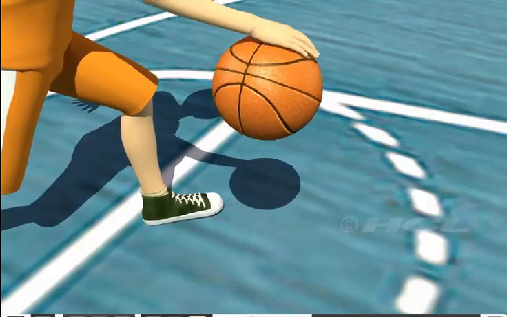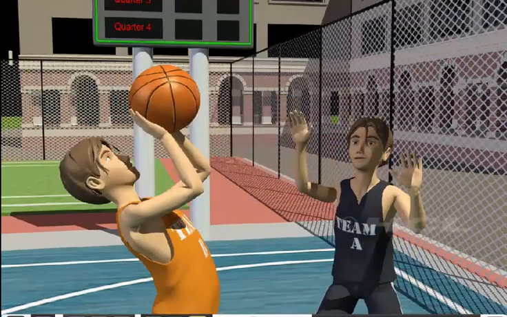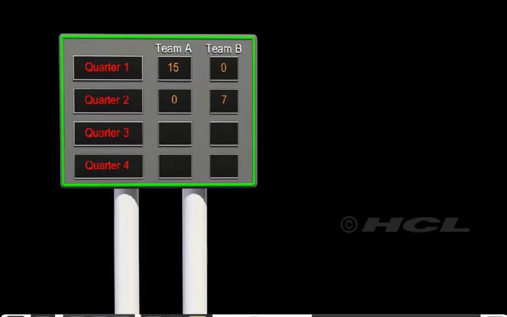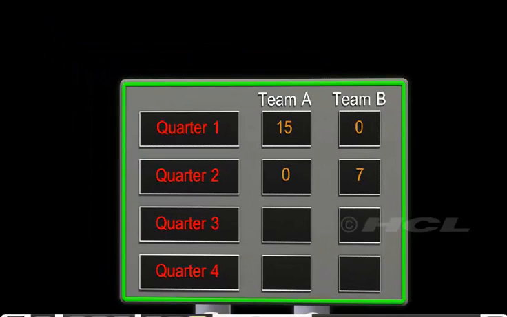Team A and Team B are playing a basketball game. After the first quarter, Team A was at 15 points and Team B was at 0. In the second quarter, Team A did not get any points and so their score was 0, whereas Team B scored 7 points.